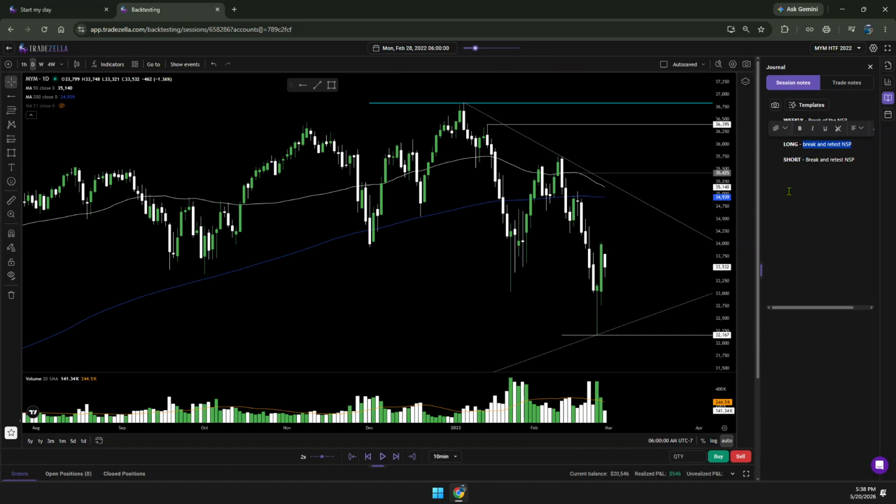So for a long play, price would need to pretty much pull back up over that 50 and that 200, that narrow state position. So we'll say break and retest the narrow state position. I need to see price move up here, break this little area here, come back and retest. So it's probably going to be right there with that trend line.